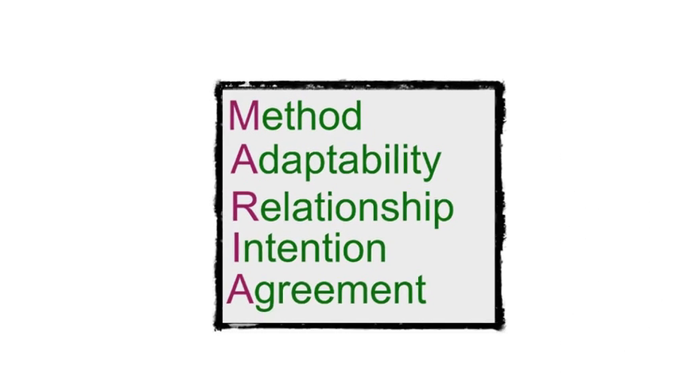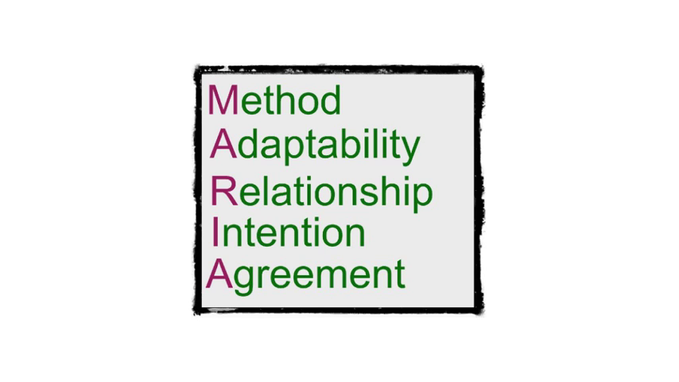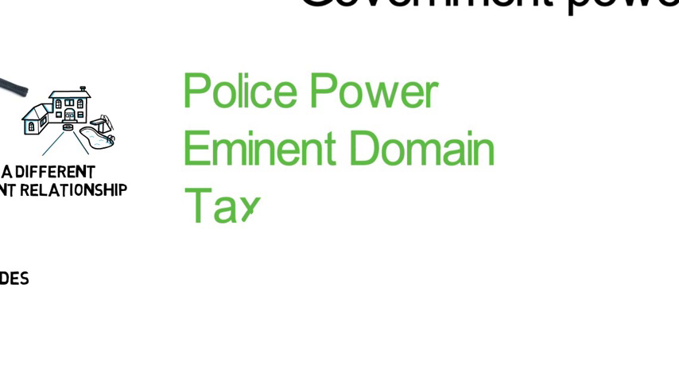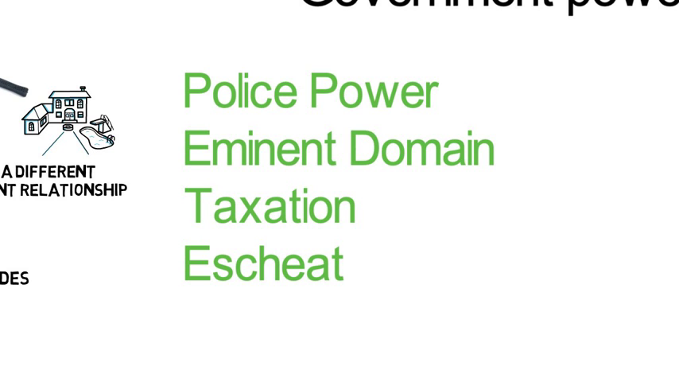So when they ask you about a fixture on your exam, please remember the acronym MARIA: method, adaptability, relationship, intention, and agreement. To remember the government powers, think of the acronym PETE. P is for police power, E is for eminent domain, T is for taxation, and E is for escheat.